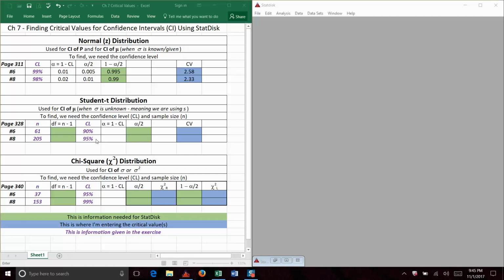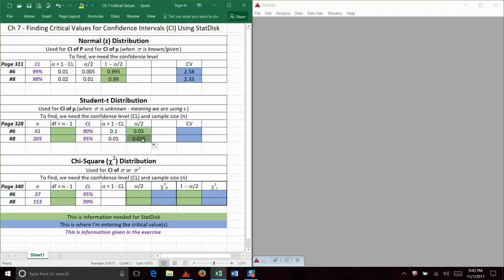And for the confidence level, we're going to do the same thing that we did before. We're going to find alpha, which is the leftovers. So leftover of 90% is 10%. Leftover of 95% is 5%. And for each of these, we're going to have to go ahead and split those in half. Now we don't have to take the complement here because for the student t-distribution, that's going to be set up for the area to the right. So we're going to be able to enter those in as is.